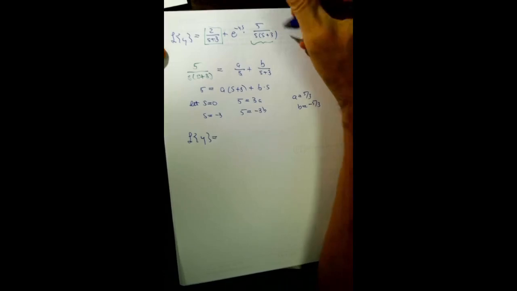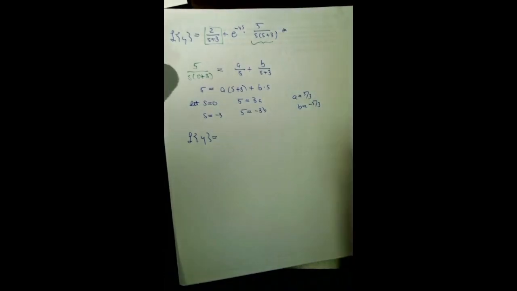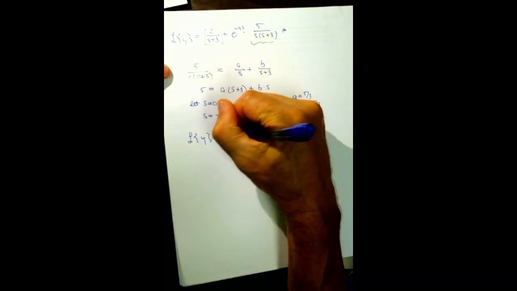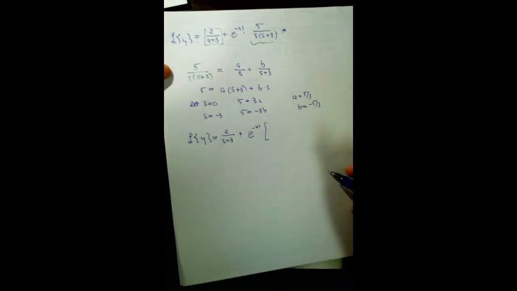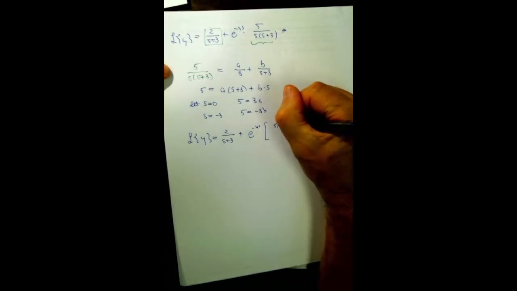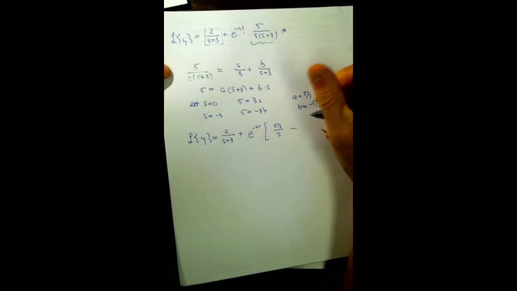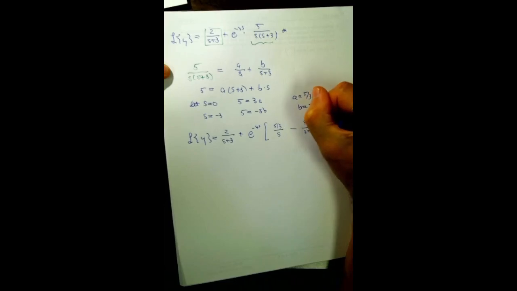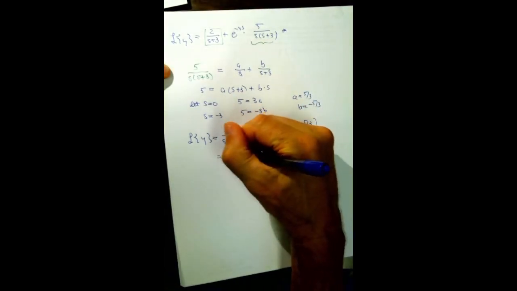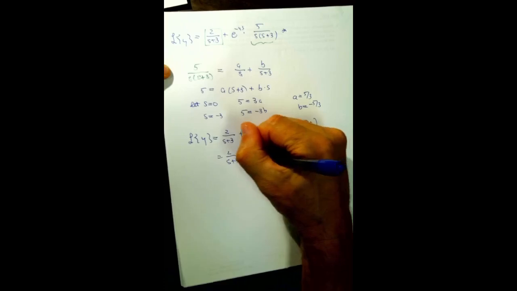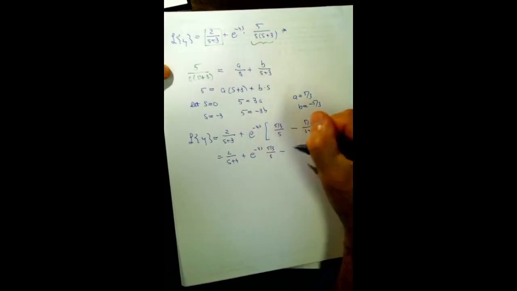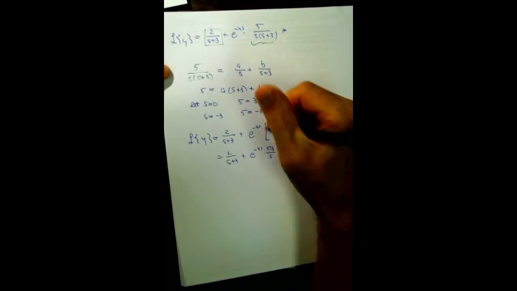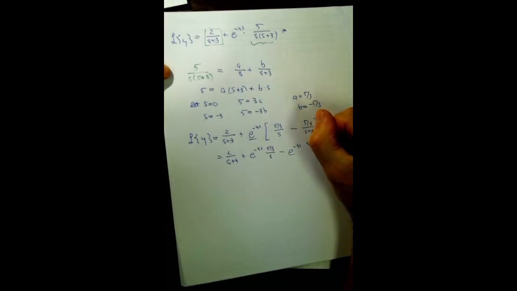So plugging that back into this expression, Laplace transform of y is 2 over s plus 3 plus e to the minus 4s times the quantity, let's see, a is 5/3 over s, b is minus 5/3 over s plus 3. So this is 2 over s plus 3 plus e to the minus 4s times 5/3 over s minus e to the minus 4s, so I'm just multiplying through by that, times 5/3 over s plus 3.